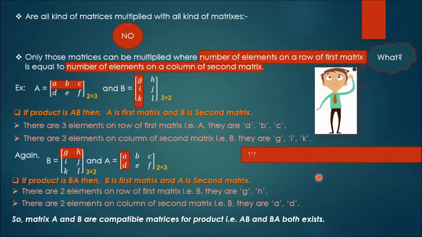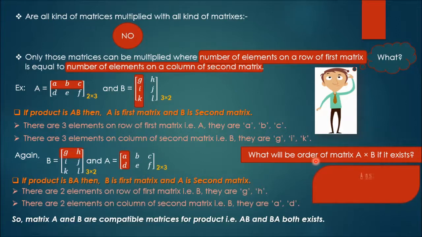Okay, now there is a very important question. What will be the order of A cross B, or AB? What will be the order of AB or BA in any case? There is a formula. The order will be the rows of matrix A for product AB, that is 2, and the columns of matrix B, that is 2. So the new matrix we get after the product will be 2 cross 2. This is like a formula: rows of matrix A and columns of matrix B.